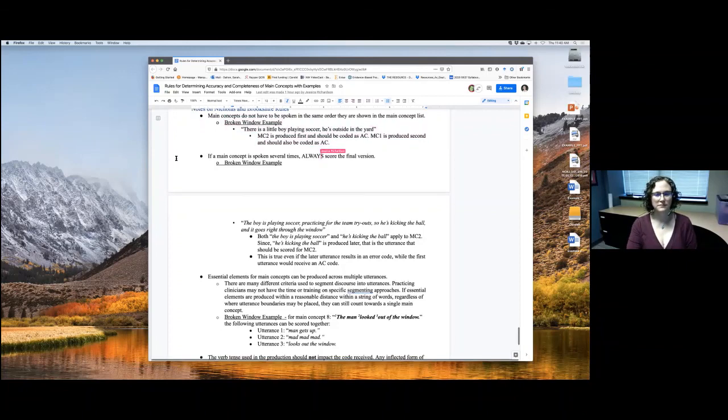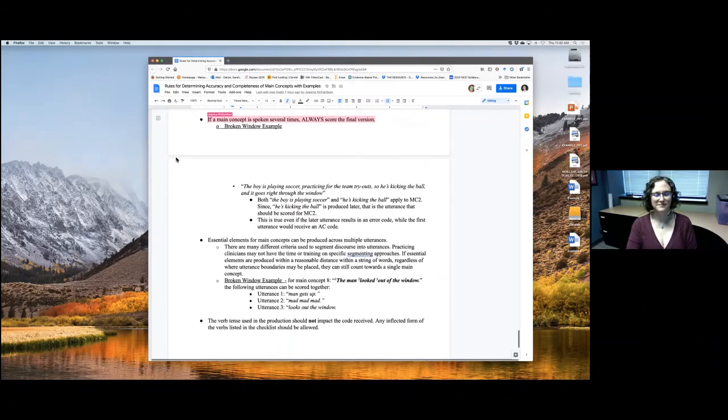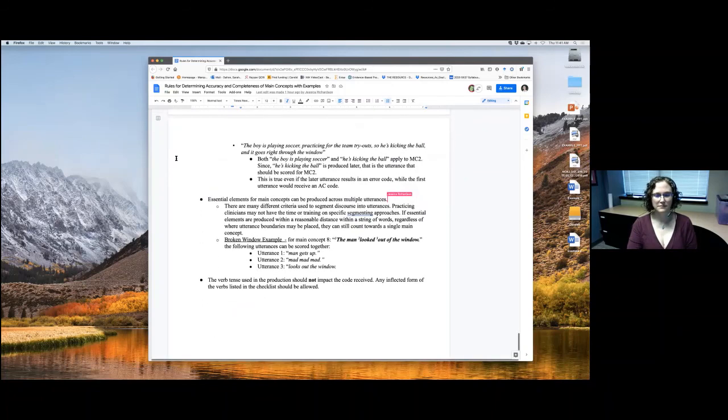And again, we've said it before, but it bears repeating. If a main concept is spoken several times, you always score the final version. Whether or not you think it is fair to your patient, for reliability and consistency and to be able to use the norms that are provided, that is the scoring rule for that. Again, bears repeating.